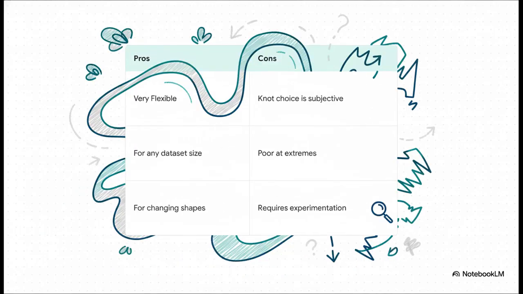So the big pro here is obviously that incredible flexibility. Splines can follow the unique twists and turns of just about any dataset. But the flip side is that this method requires a lot more human judgment. Deciding how many knots to use and exactly where to place them, that's more of an art. It takes experience and a lot of trial and error to really get it right.